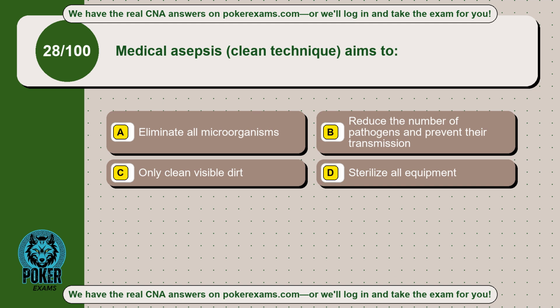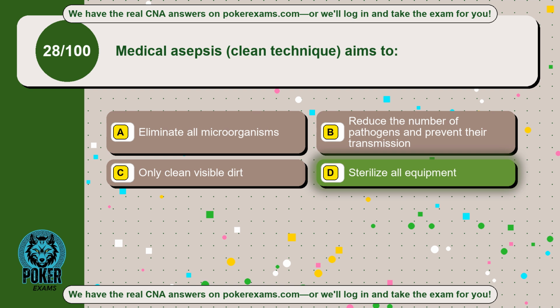Question 28. Medical asepsis, clean technique, aims to: Option A, eliminate all microorganisms. Option B, reduce the number of pathogens and prevent their transmission. Option C, only clean visible dirt. Option D, sterilize all equipment. The correct answer is option D.